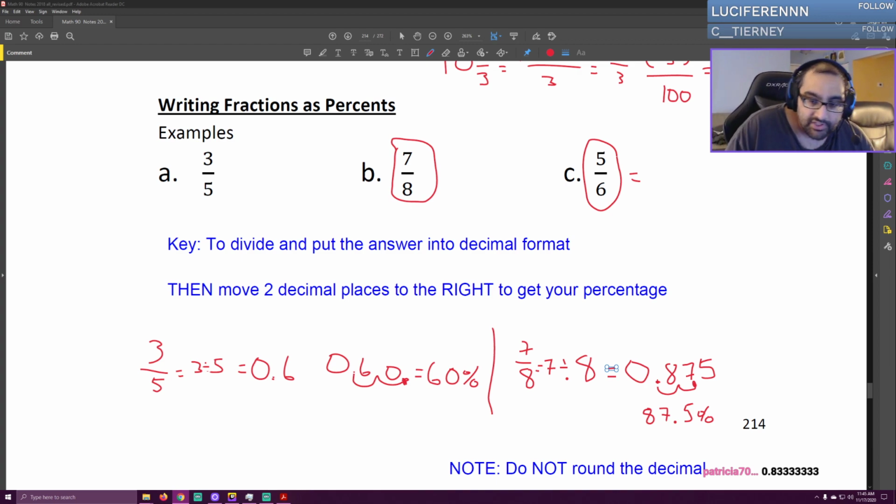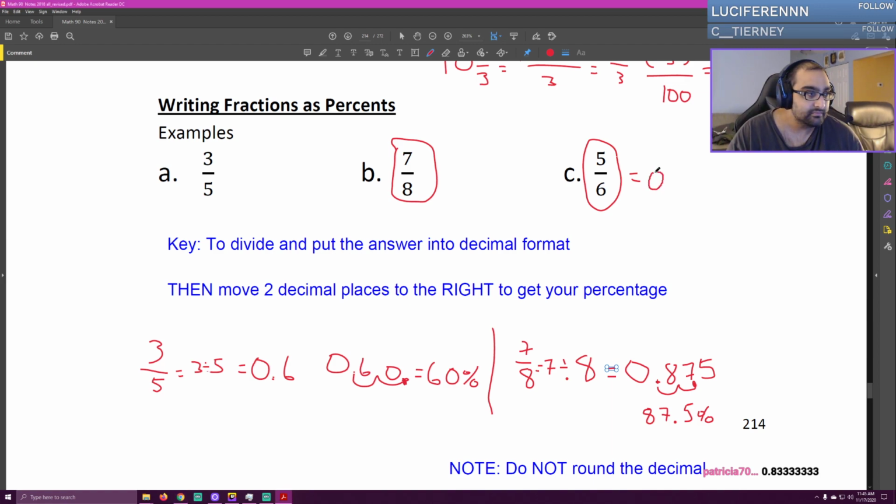So you get 0.833 repeating. All right. So here's what you're going to get. You get 0.8333. Again, that 3 repeats forever. Again, you just get a bunch of 3's after that, right? No big deal. Okay. So what's the percentage here in this case?